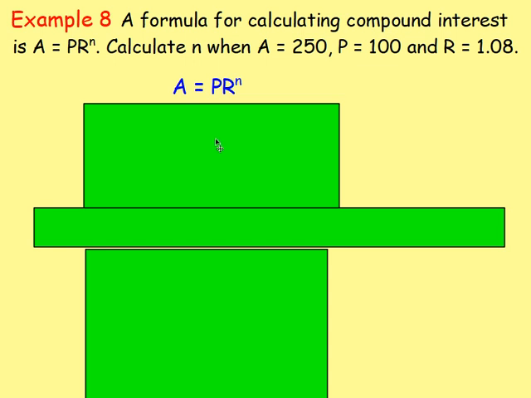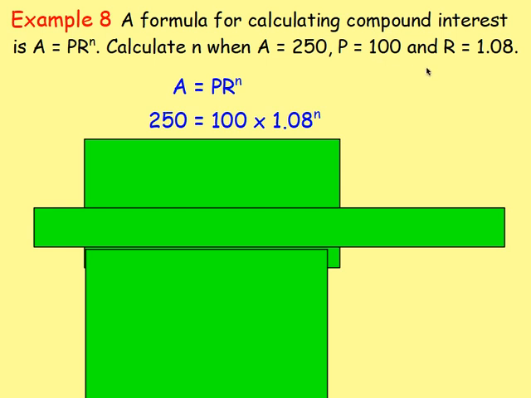How would you work out the value of n then? What's the first thing that you think we would do? Anybody? Brilliant, good. Just use substitution. Let's replace A with 250, P with 100, and R with 1.08.